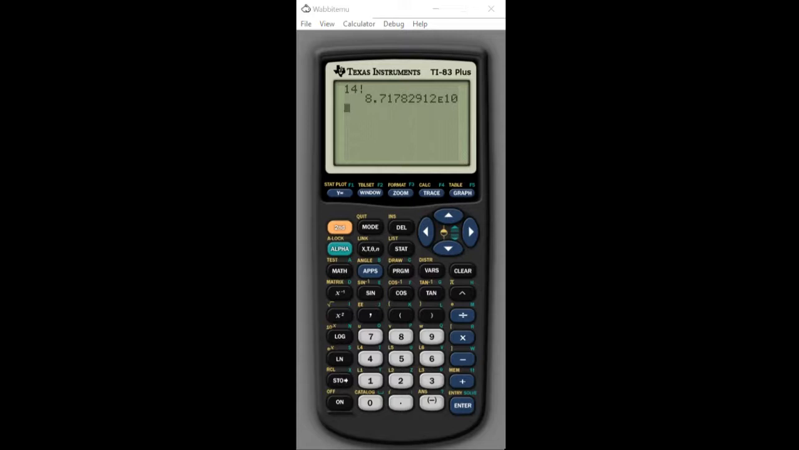So on my calculator, the number that we came up with was all of this right here. So this e to the 10th just means that I'm going to move my decimal 10 spaces to the right. So let me see if I can write this down on my notes, and then I'll show you how I'm going to do this. So it's 8.7178291, 82912. Okay, so let me stop sharing that, and let me come back here.